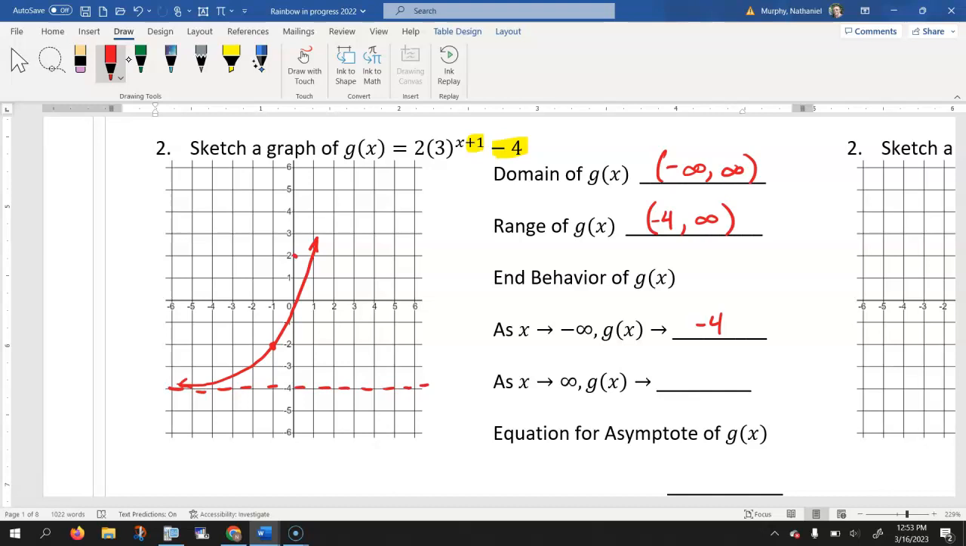Anyhow, the right side of the graph is approaching positive infinity. And for our equation for the asymptote, remember this is a horizontal line, so the equation is going to be in the form of y equals, and that horizontal asymptote is at y equals negative 4. So that would be the equation for your horizontal asymptote.